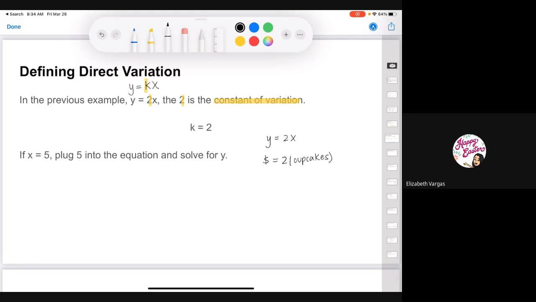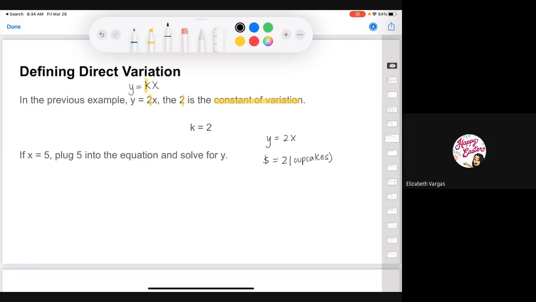It's like telling you how those two things are related to each other. Cost is related to the amount of cupcakes depending on the price, which is 2. So basically it says if x is equal to 5, plug 5 into the equation and solve for y.